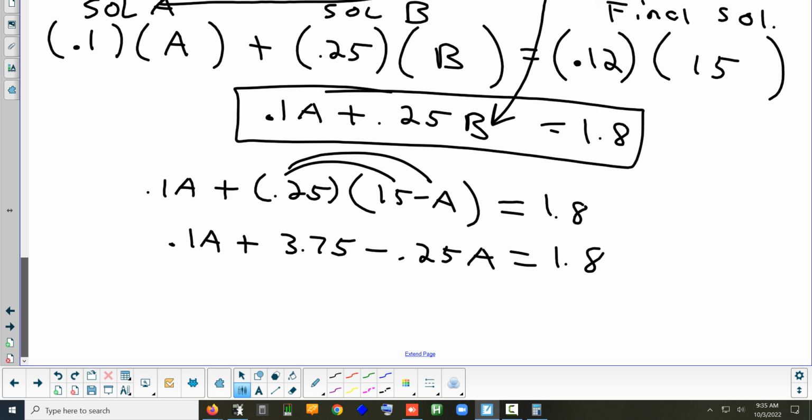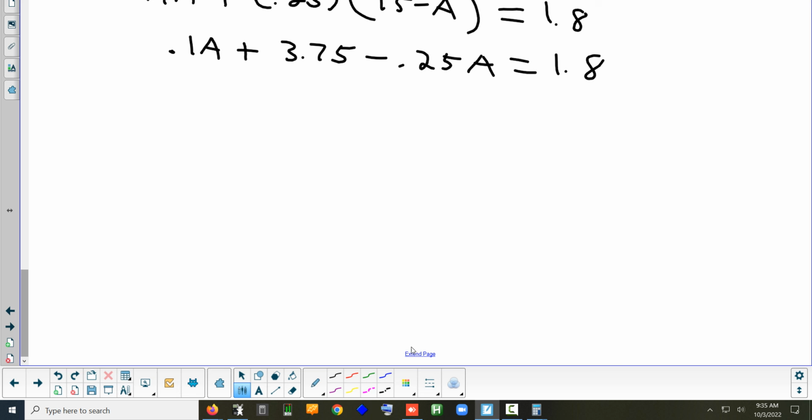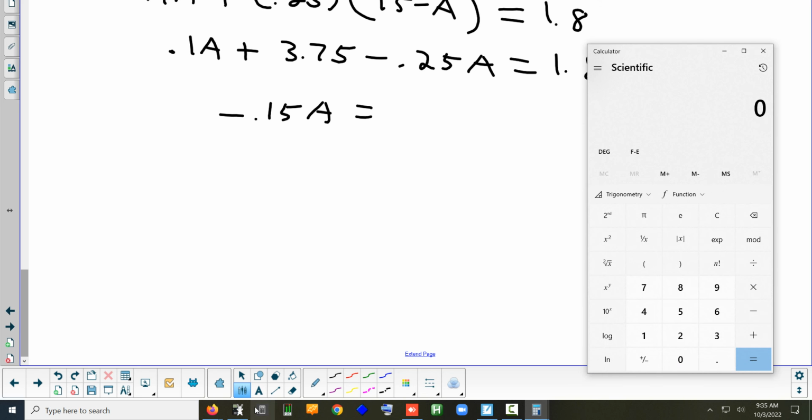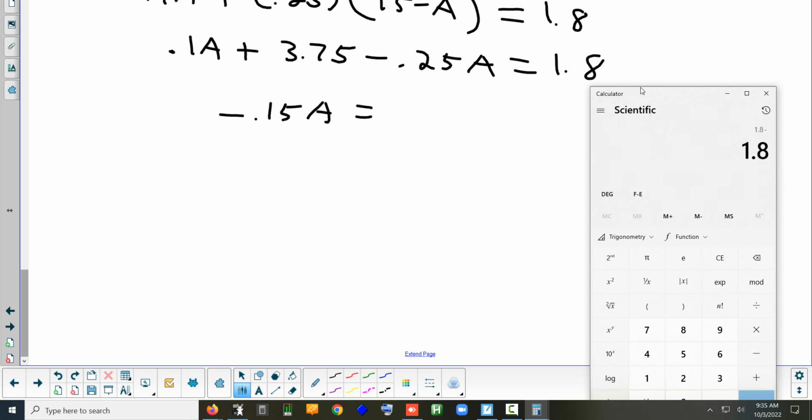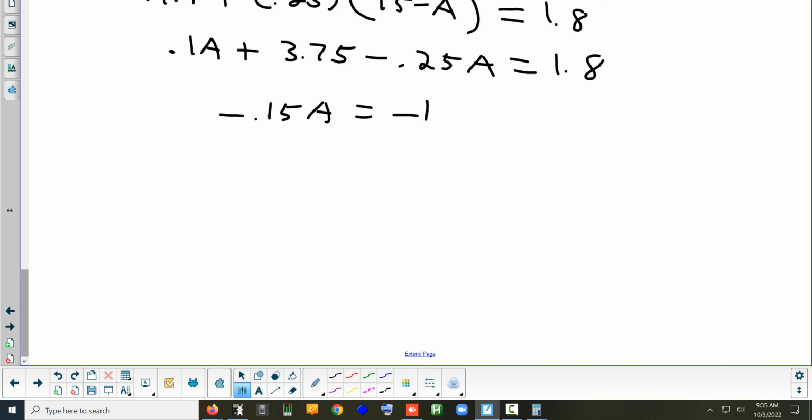Okay, what could I do next on the left? Yeah, combine like terms. 0.1 minus 0.25 gives me negative 0.15A. And how would I get this 3.75 on the other side? Yeah, do subtraction. Yep, just subtract it. So 1.8 minus 3.75 gives me negative 1.95.